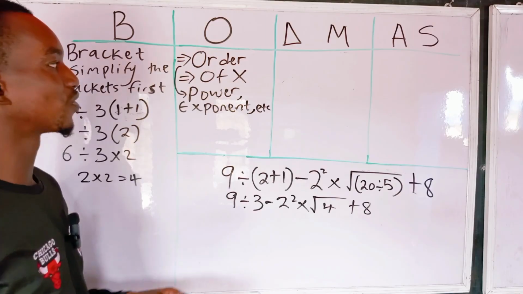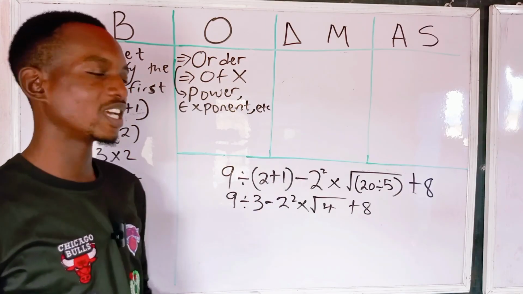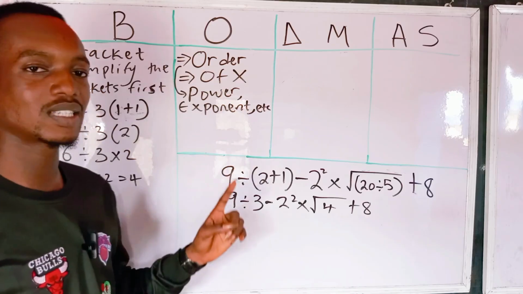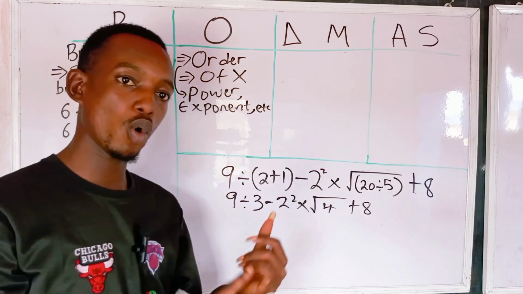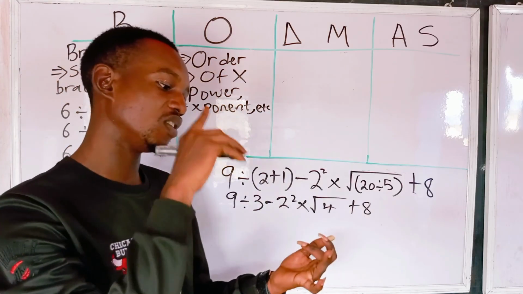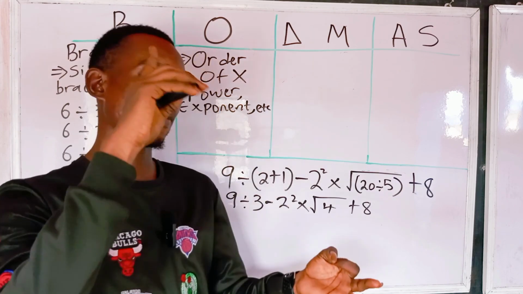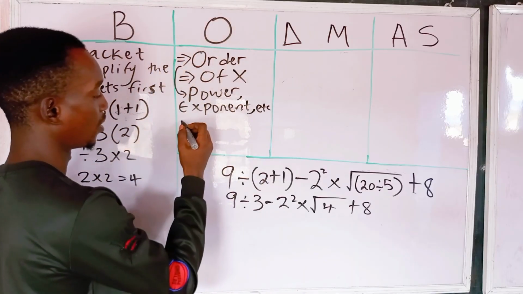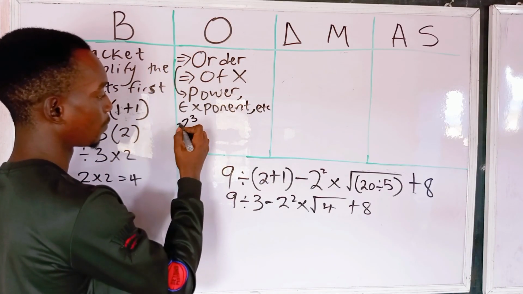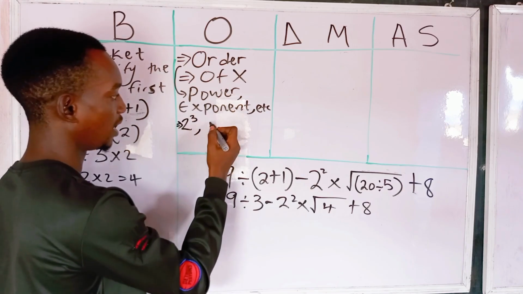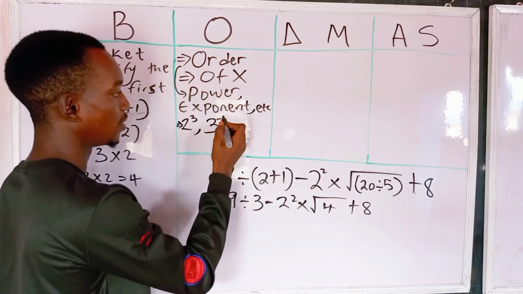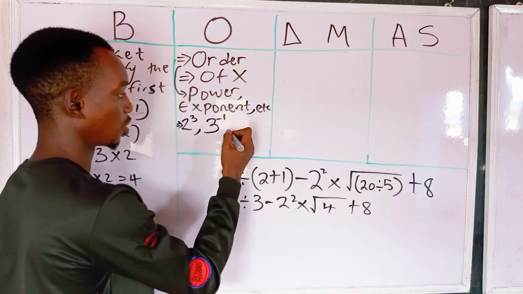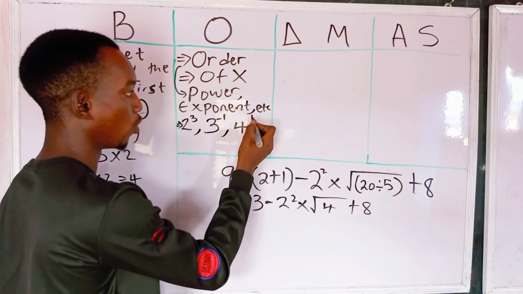Okay, so O stands for order. That is, we do the exponent next. Now, exponents can be in different forms. We can have a whole number exponent. We can have a negative exponent. We can also have a fractional exponent. It means that we can have an exponent in the form of, let's say, 2 to the power of 3, that we have a whole number. We can also have a negative form, 3 to the power of negative 1, for example. You can also have power in the form of 4 to the power of 1 over 2.